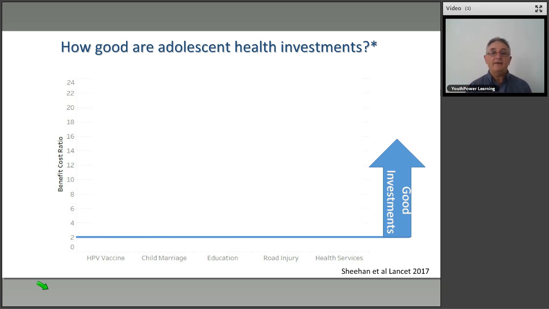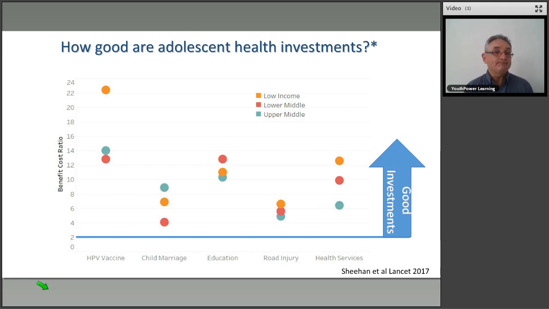So, these investments in these 5 areas of health or health determinants for adolescents in low-income countries, in lower middle-income countries, and upper middle-income countries. Well, you can see here that we have very good investments in all 5 of these areas, whether one's talking about low, middle, or upper middle-income countries. There's not one investment that approaches that threshold of 2. For most, we're talking about benefit-cost ratios of around 10 or higher. We even have one there, investment in HPV vaccination in low-income countries, which is almost 24. So these are great investments that we actually have in adolescent health.